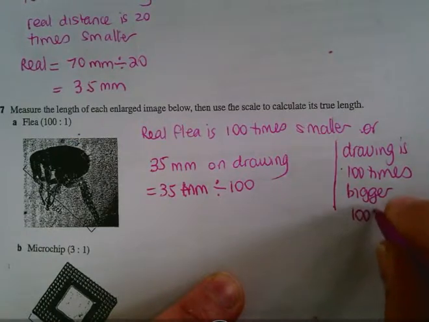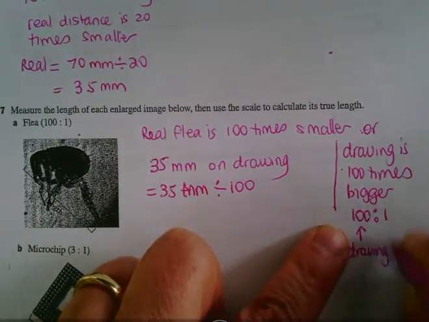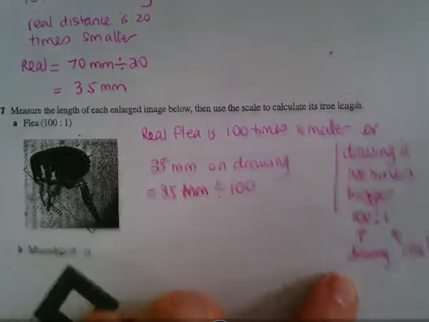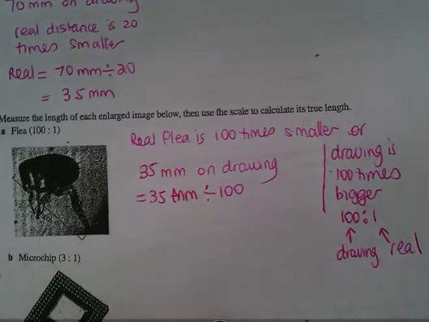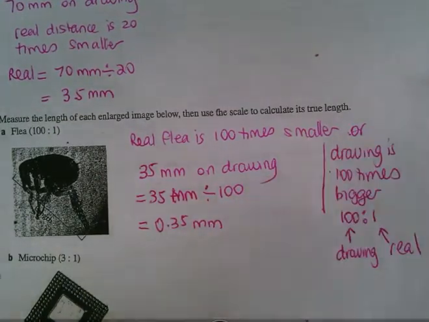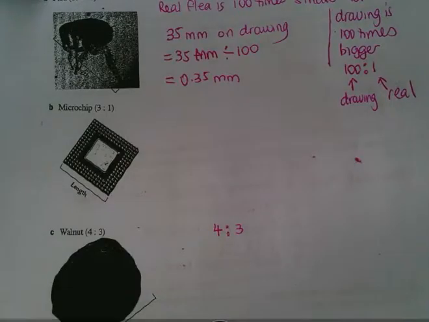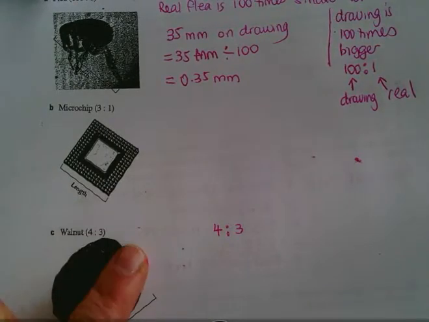Because the ratio is always the drawing first and the real thing second. 0.35? So yes, 0.35 millimeters. So it's not even half a millimeter. You know what a millimeter is on your ruler? Okay. 4 to 3. 4 is the drawing, 3 is real.